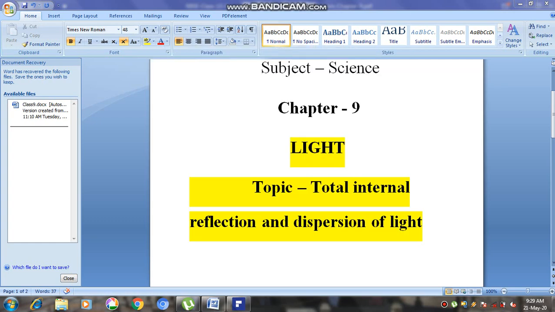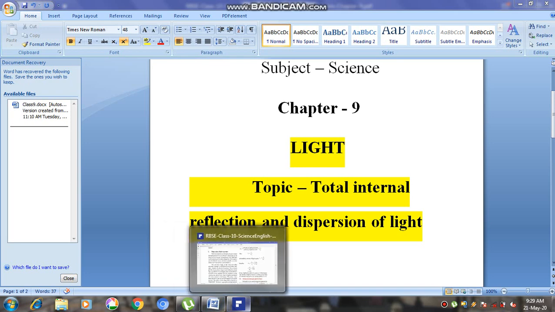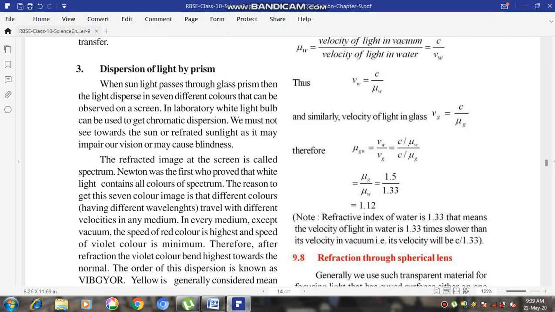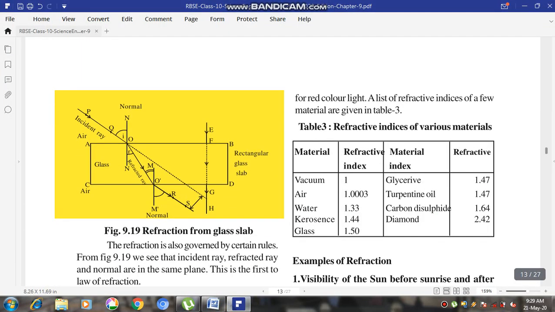So in this edition of lecture, we will analyze the topic of total internal reflection and dispersion of light. Earlier we understood what is refraction, and now we are going to understand what is total internal reflection.